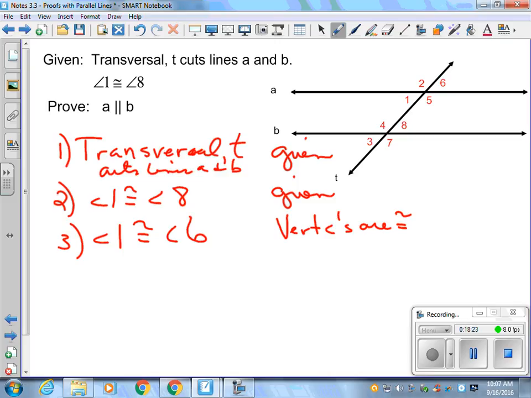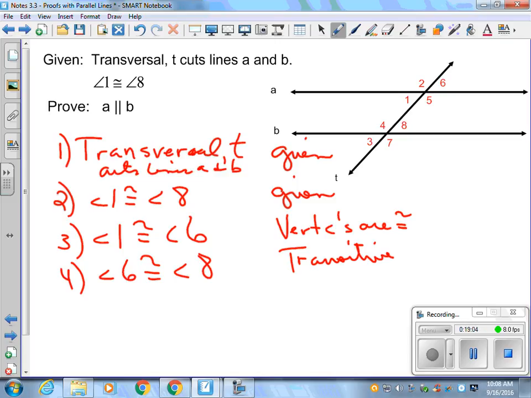Now that I have the given 1 and 8, and I have the vertical angles are congruent with 1 and 6, what can I now state? 1 and 8. 8 and 6. And what rule allows me to do that based on these two statements? Transitive. So we're using transitive again. The idea was to try to get the 8 and the 6 together because 8 and 6 were our corresponding angles. But that's not the reason. The reason is transitive. I used the transitive property to put the previous two statements together to make me a pair of corresponding angles are congruent for a reason.